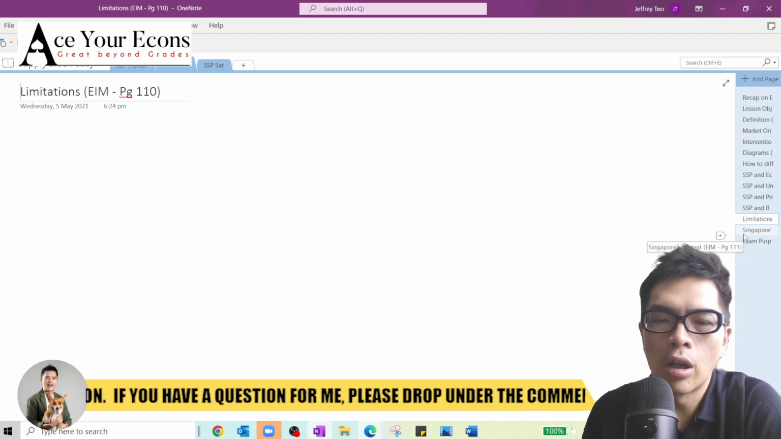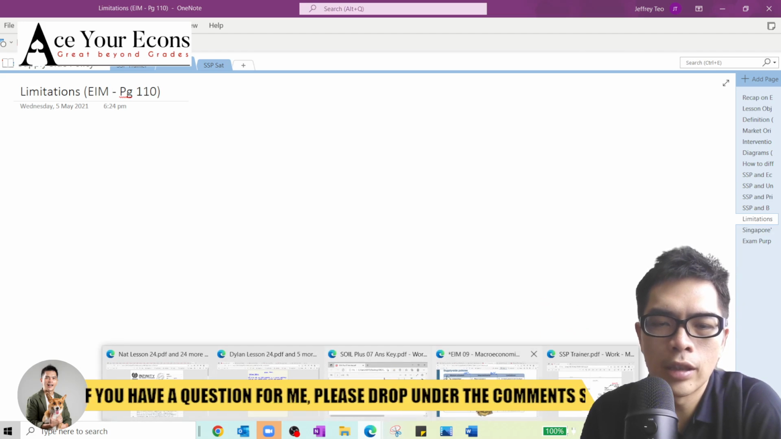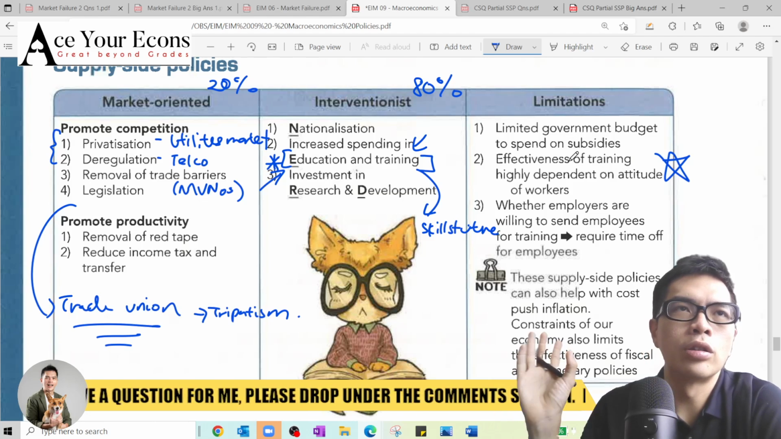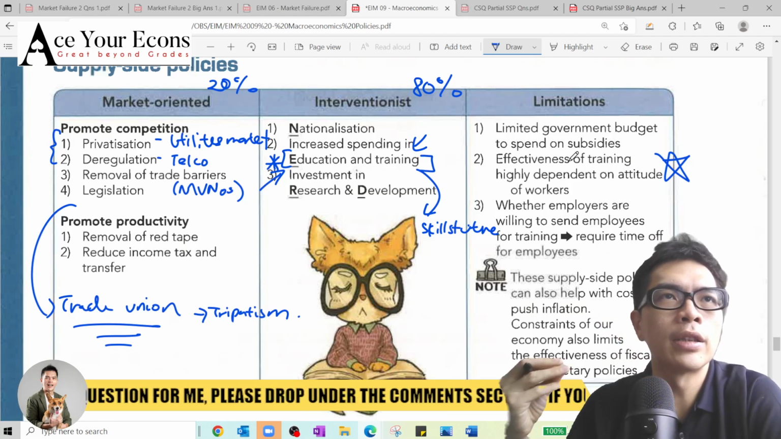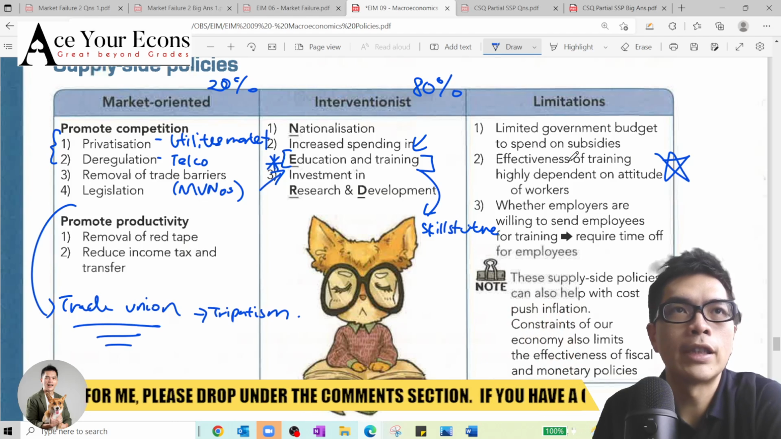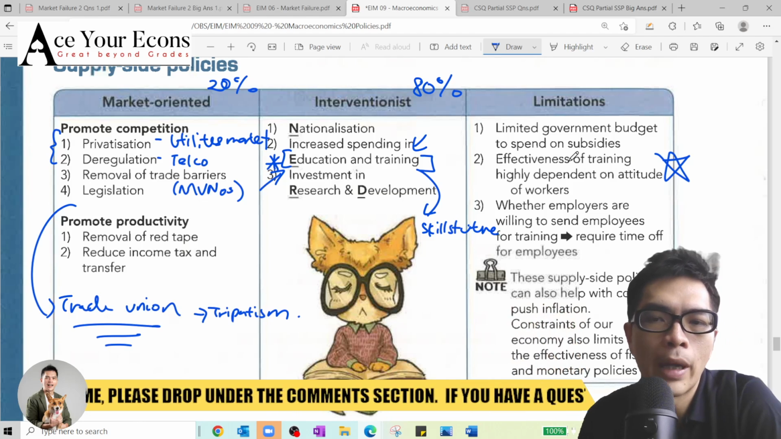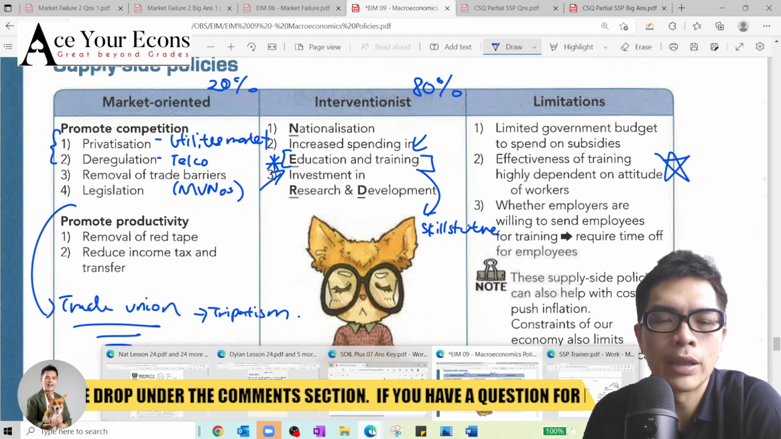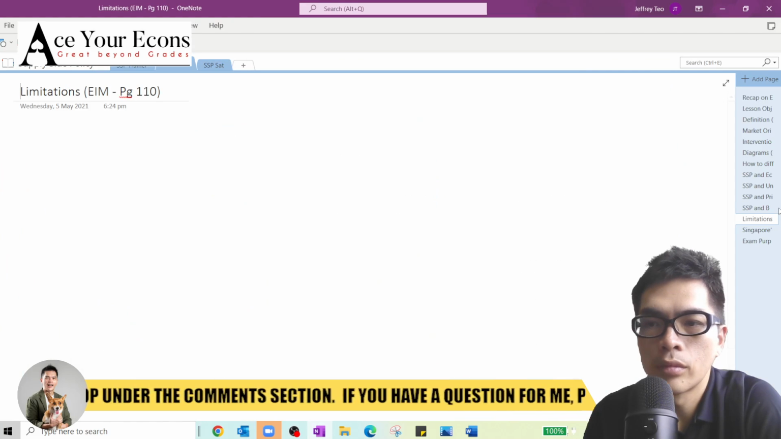Another one that is quite common, I'm so sorry for toggling, it just suddenly occurred to me. They will be sharing the same constraint as fiscal policy. It requires spending. If the country is running a huge budget deficit, they may not be in a position to spend. So this is a shared one across fiscal and supply side.